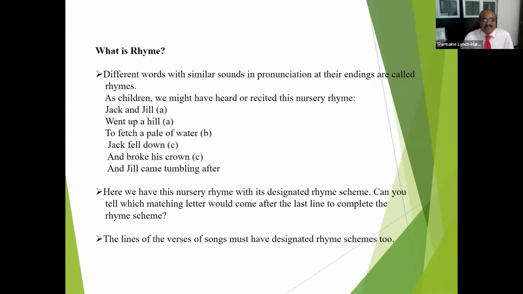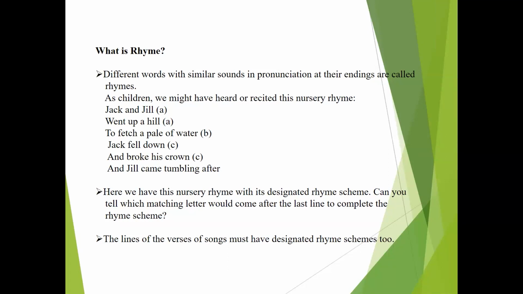As children, we might have heard or recited the nursery rhyme, Jack and Jill went up a hill to fetch a pail of water. Jack fell down and broke his crown, and Jill came tumbling after. All right? Now we see the rhymes in the song. Jill, hill, water, but down the line, we don't know what is the next rhyme for water. We don't see it until we reach the end. What's the next rhyme for water? Can anybody tell me? After. The word after.